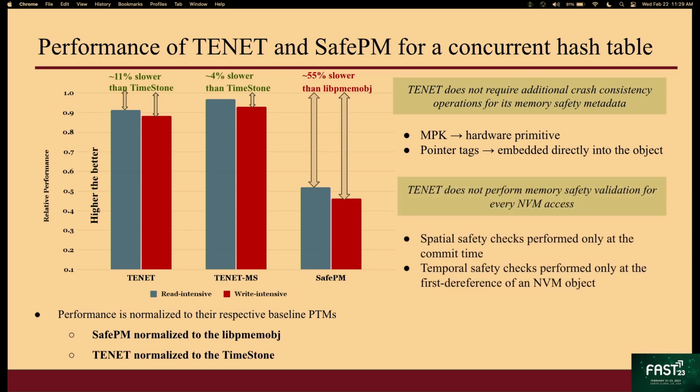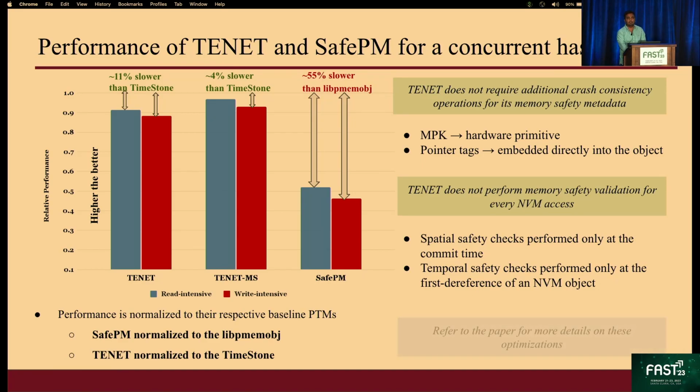Another important reason is that TENET does not need to validate every single NVM access. As we saw in the first half of the talk, readers don't need to validate the NVM objects, right? But prior techniques have to validate each and every NVM access. So we are able to prevent redundant checks, and we also do a lot of other optimizations in terms of leveraging the serializability guarantees of PTM. Please refer to our paper for more optimization details, right?